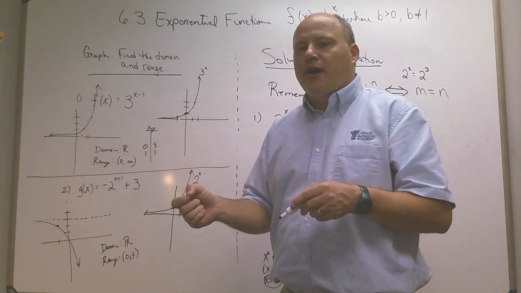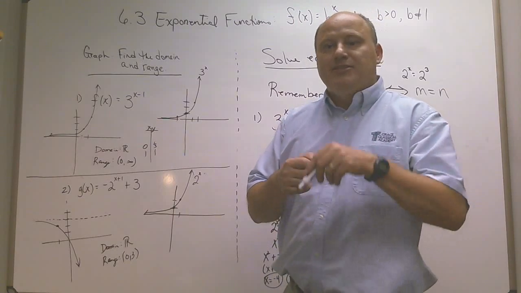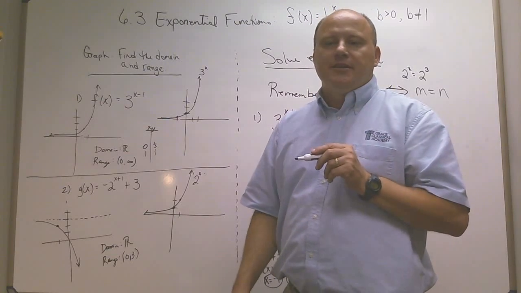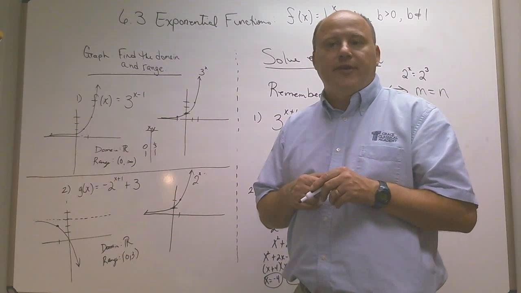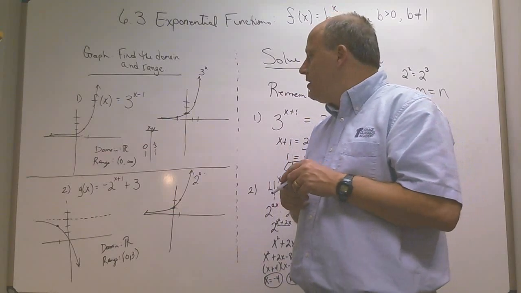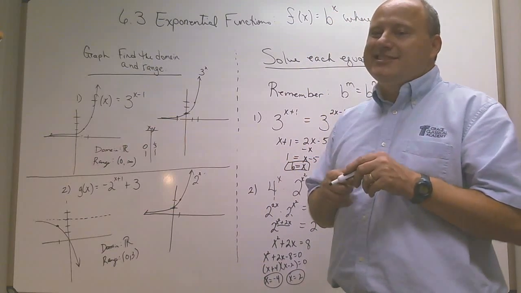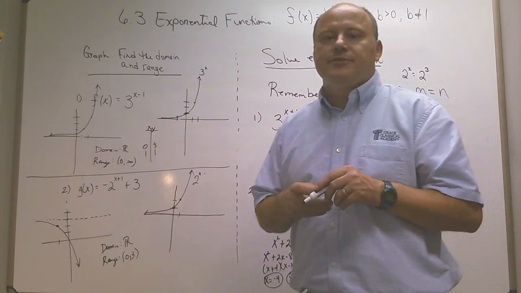Moving them 1 unit to the right, 1 unit to the left, maybe move it up 3, maybe flip it over, maybe stretch it, maybe compress it. But you're still doing the same thing, just with a different parent graph. You remember my terms I use in class. But anyway, that's 6.3. It's not all of it, but I think that will get you good and started in this section. So enjoy.